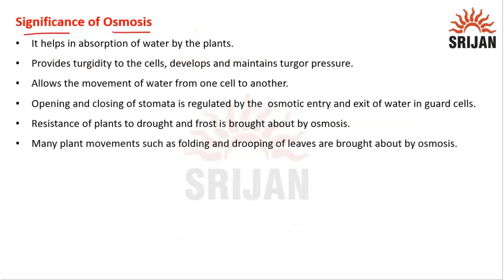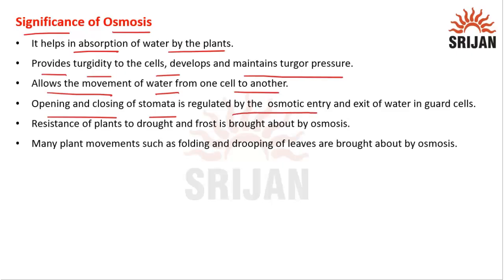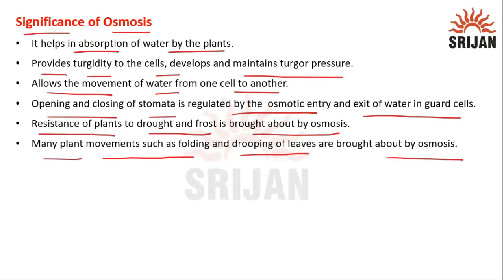Now, the significance of osmosis. It helps in absorption of water by the plants, provides turgidity to the cells, develops and maintains turgor pressure, and allows the movement of water from one cell to another. Opening and closing of stomata is regulated by osmotic entry and exit of water in guard cells. Resistance of plants to drought and frost is brought about by osmosis. Many plant movements such as folding and drooping of leaves are brought about by osmosis.